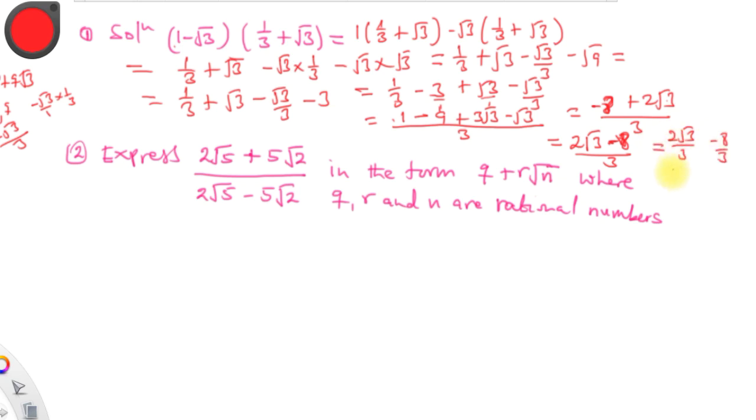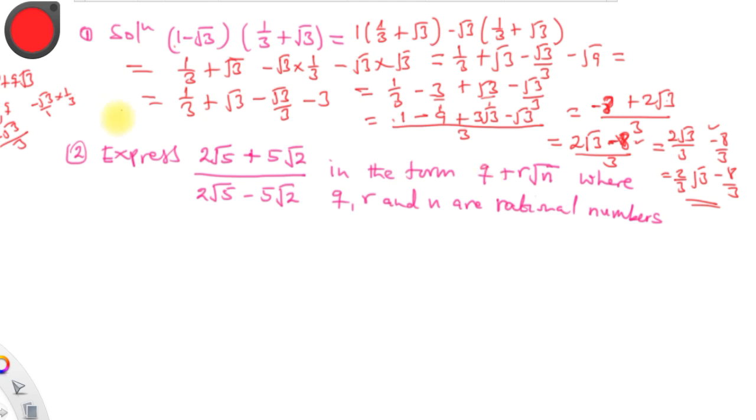So we can rewrite this as 2 over 3 root 3 minus 8 over 3. That's your final answer. Okay. So it doesn't matter. I can leave it in the exam. If this is an objective question, then the answer can be in this form, or in this form. Doesn't matter. So that's why we have to understand and know how to simplify to get the final answer at the end of the day.